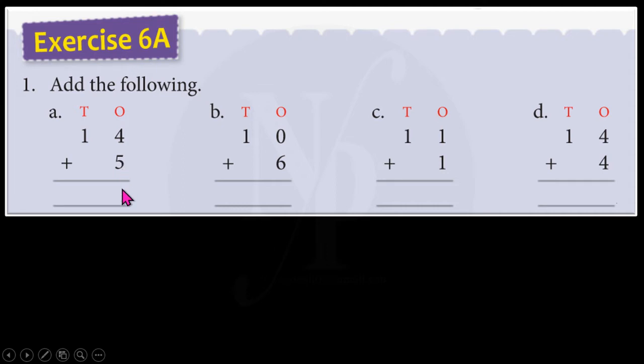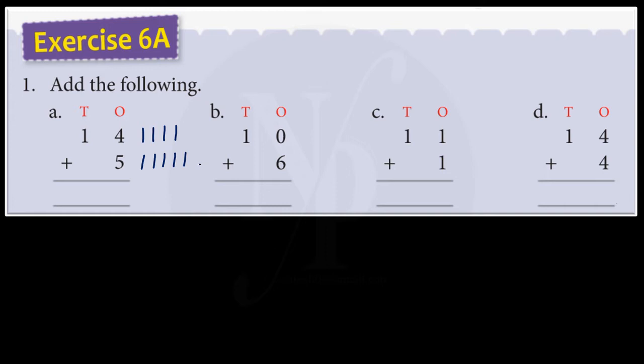For adding, you may use your fingers or you may draw standing lines. So here I will explain by drawing lines. First here the number is 4. So I will draw 4 standing lines here just beside this number. 1, 2, 3, 4. And the second number here is 5. So I will draw 5 standing lines here. 1, 2, 3, 4, 5.